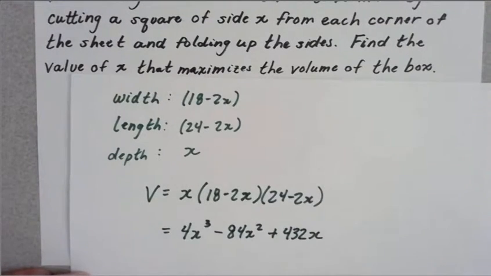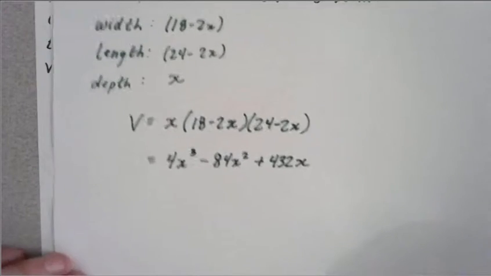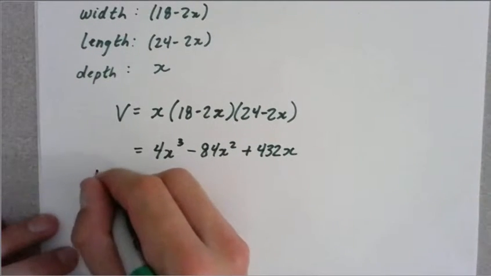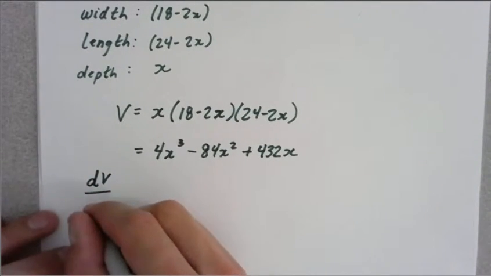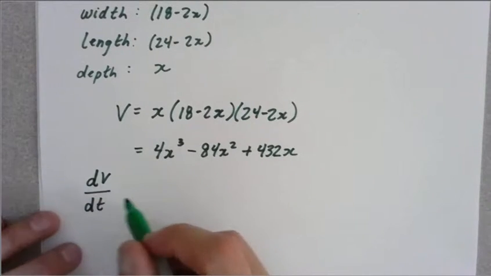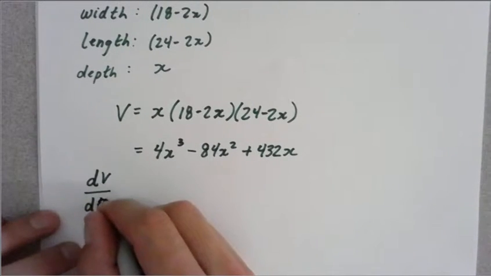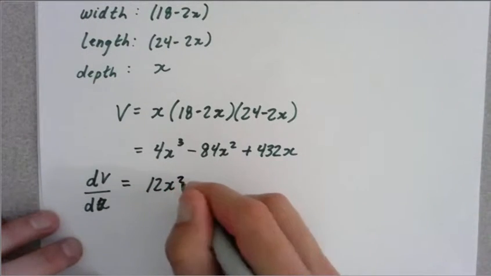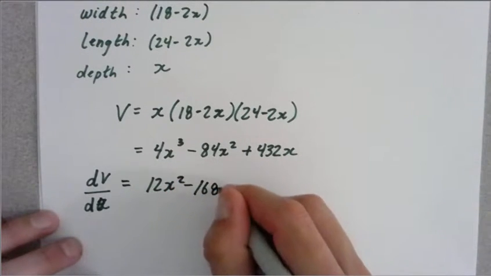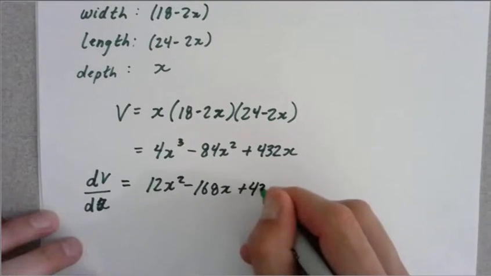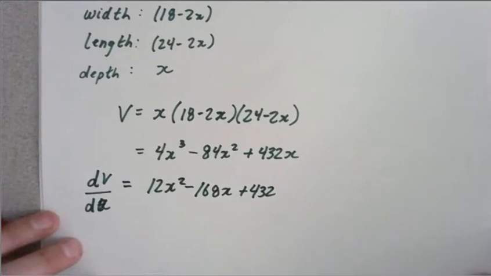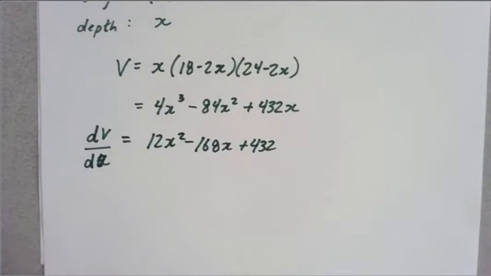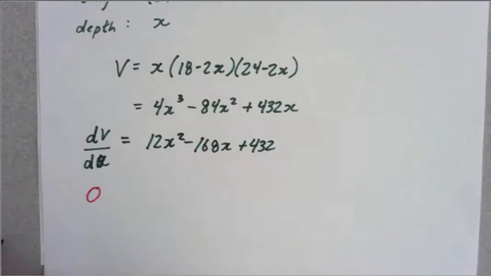Okay, so I've got my volume, but now I have to take dV/dx. I need the critical values, and at those critical values, I can determine if there's a max or min. So I take my derivative and get 12x squared minus 168x plus 432. Nice little polynomial power rule. Again, I want the critical value, so set your derivative equal to 0.